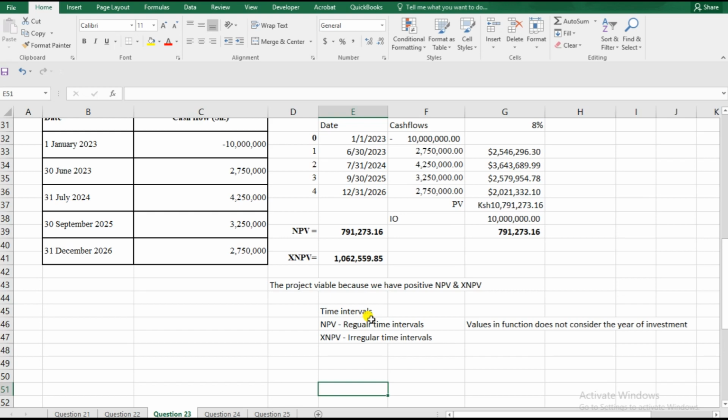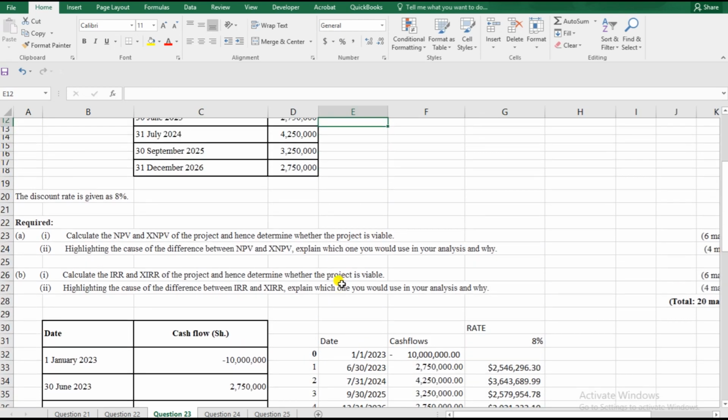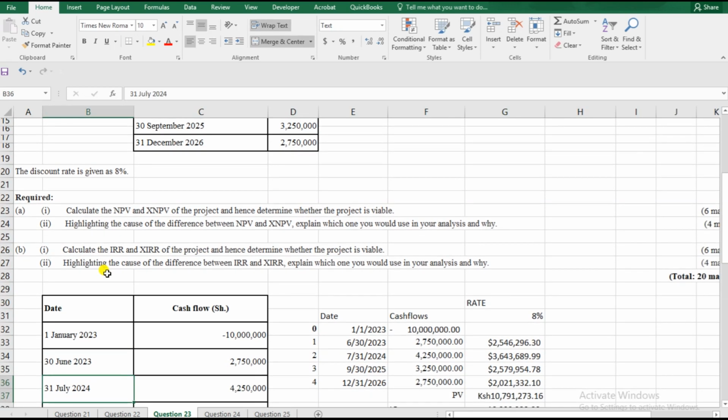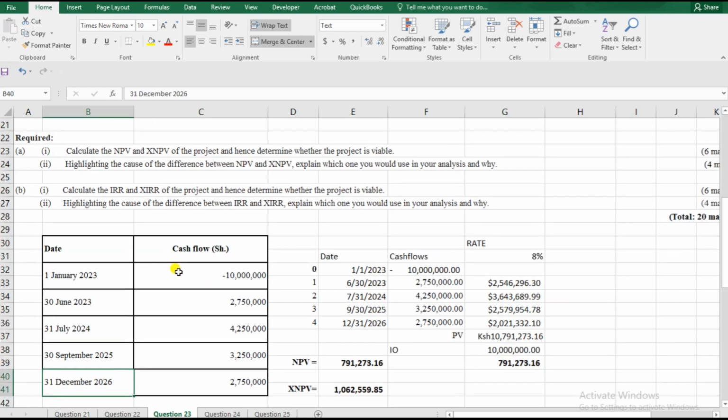And yeah, that's what you're supposed to do in regard to XNPV and NPV. I believe you guys have learned. So in our next session, we're going to handle the other segment, which is IRR and XIRR, extended internal rate of return. Recall that our classes are on. You can always join us at any given point in time, because the packages that you do have really assist you guys.